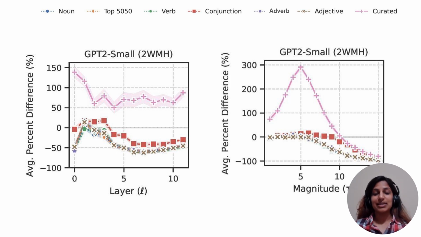And what we see is consistently that the pink line representing the curated memory injections outperforms the other lines indicating memory injections that are randomly selected from other parts of speech. This tells us clearly that the memories we're injecting into the model's forward pass have to be related to the prompt and answer that we're expecting.